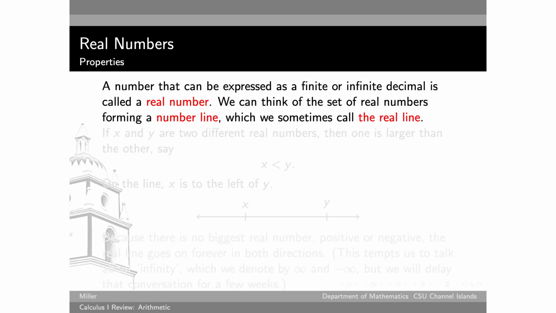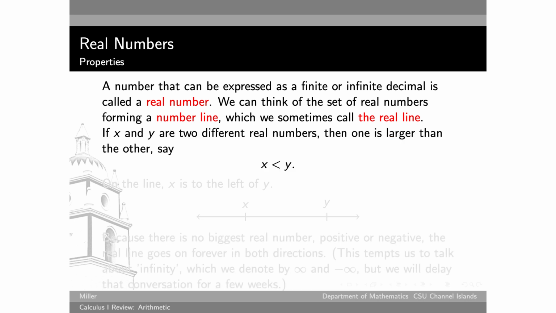Real numbers. A number that can be expressed as a finite or infinite decimal is called a real number. We can think of the set of real numbers forming a number line, which we sometimes call the real line.